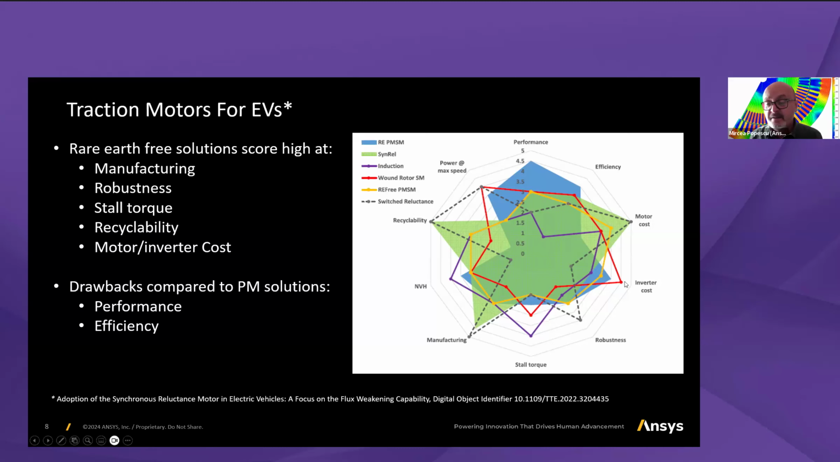Or in the other aspects, we can look at recyclability, where these solutions with no permanent magnets, with no rare earths, score well, and showing us that the whole picture is complex, and we need to consider all the aspects when we decide to go for a rare earths free solution or the solution with permanent magnets.